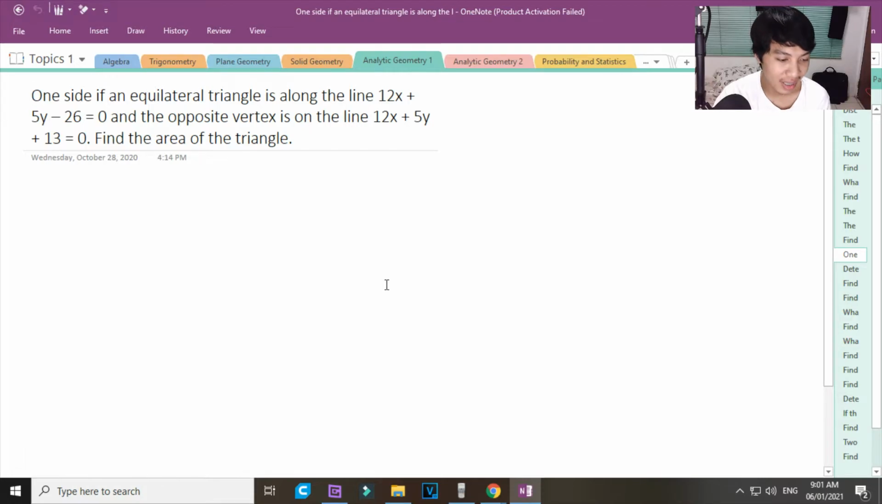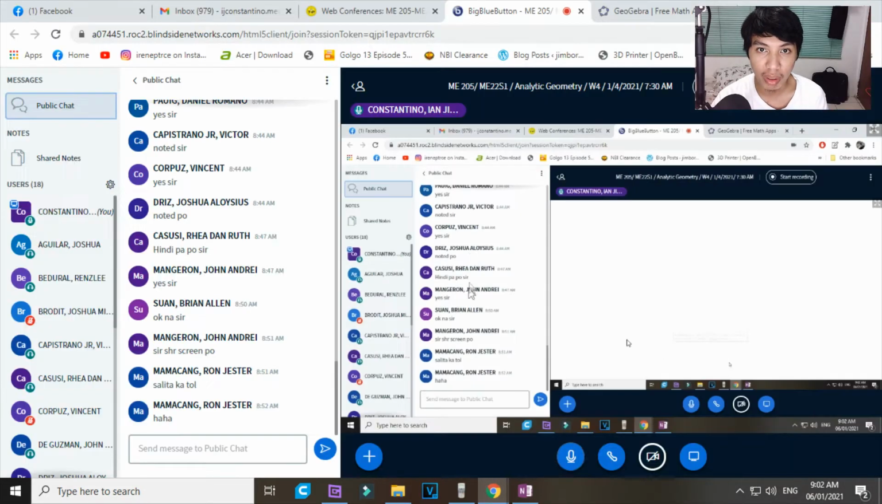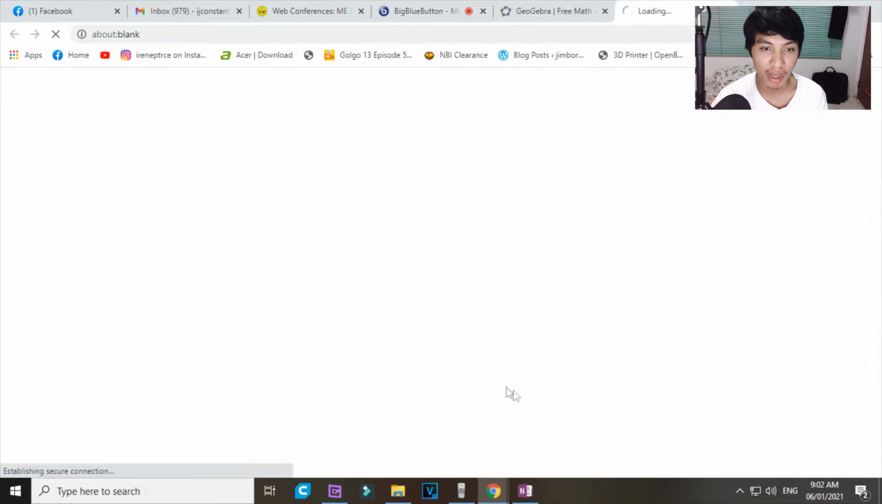Okay? Line 1 and line 2. Equilateral, binigyan ka ng equilateral triangle, ibig sabihin lahat sila pantay-pantay. Okay? Ito, tignan nyo, one side of an equilateral triangle is along the line. Ibig sabihin, your equilateral triangle, may vertices siya na nandoon sa parallel lines. So, we will now use yung ating GeoGebra graphing calculator.